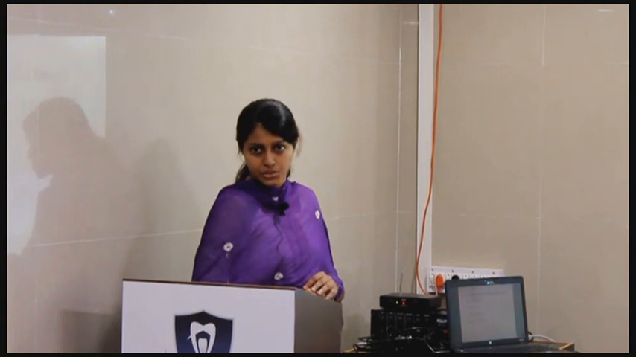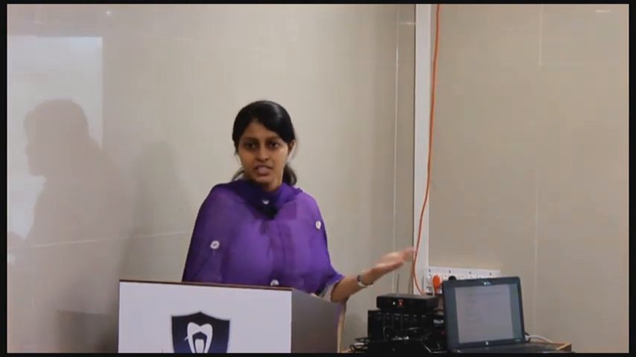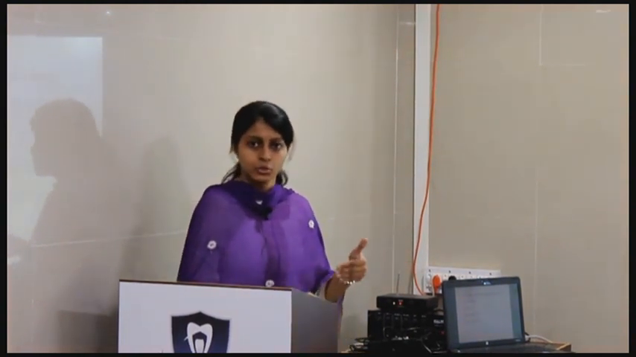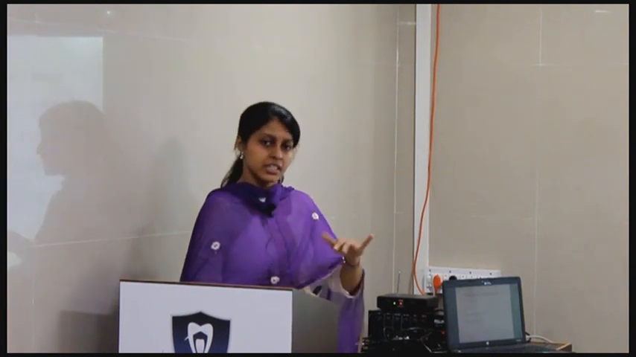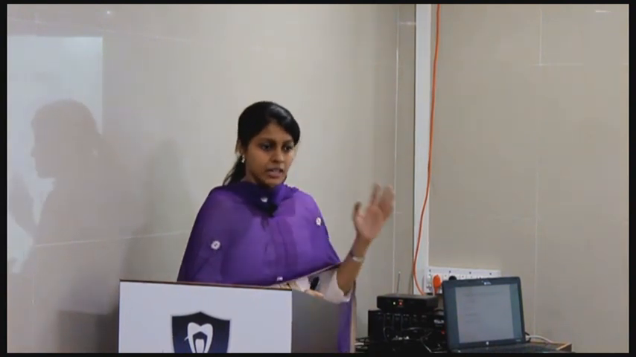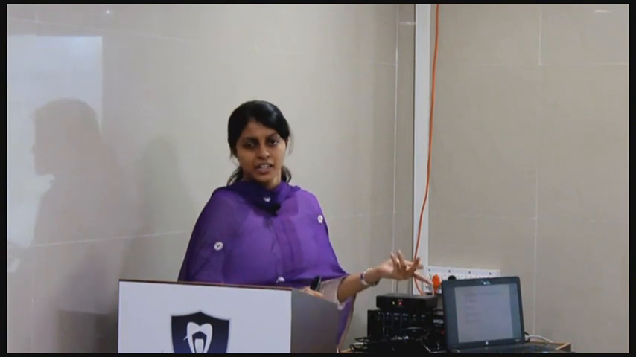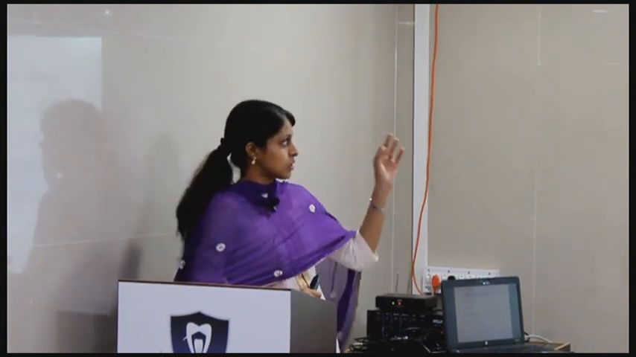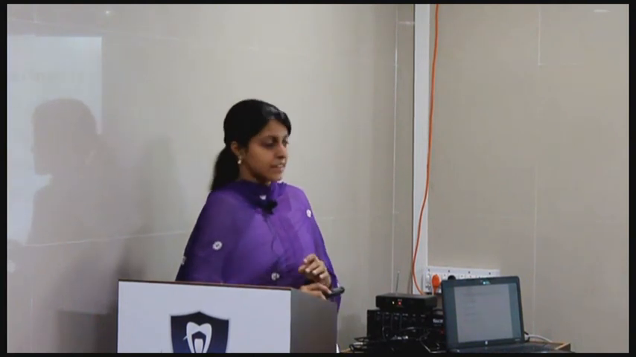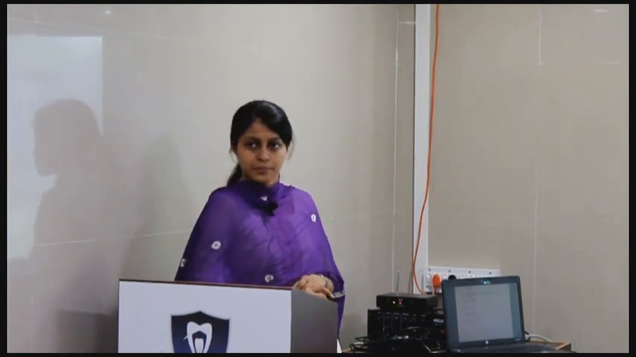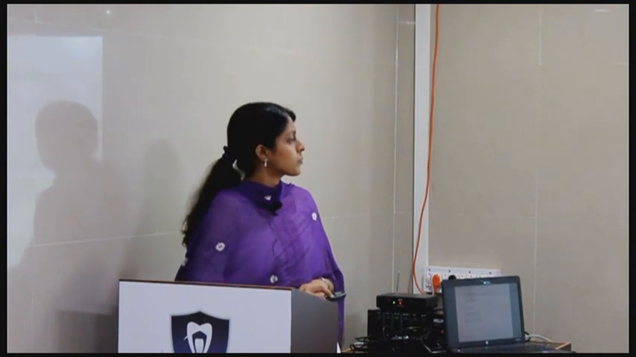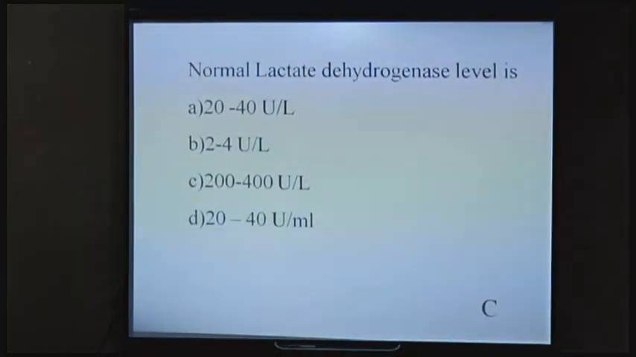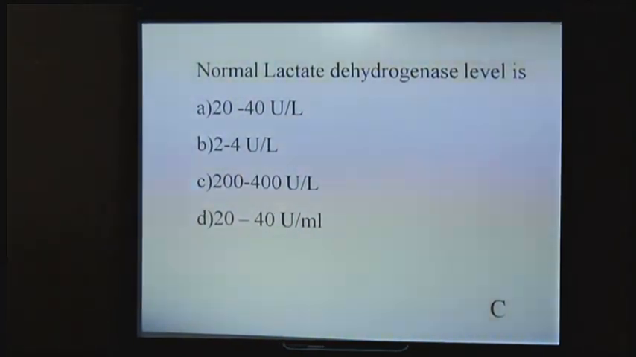Again, liver disease, you will have lactate dehydrogenase increase. You have various subtypes like LDH 1, 2, 3, 4, 5. So each thing signifies 1. And LDH 5 signifies myocardial infarction, LDH 2 signifies liver disease. Alright? So normal lactate dehydrogenase level C. Again, it is per liter. Most of your liver findings, your normal values will be per liter.